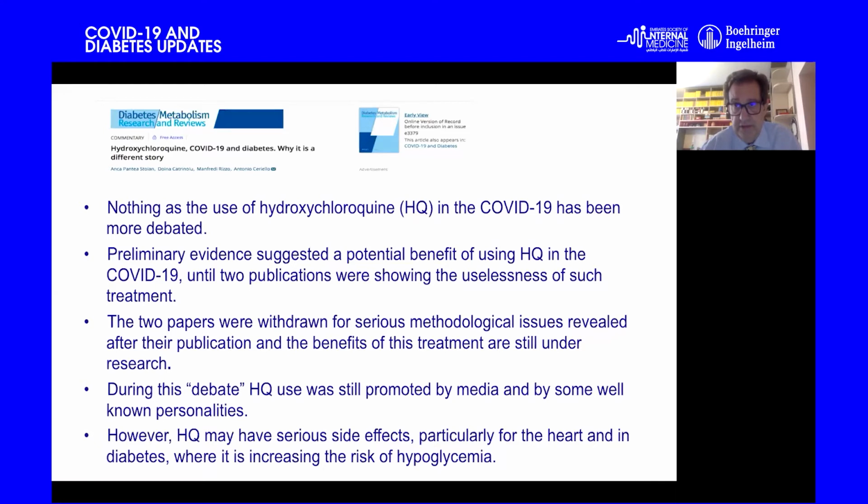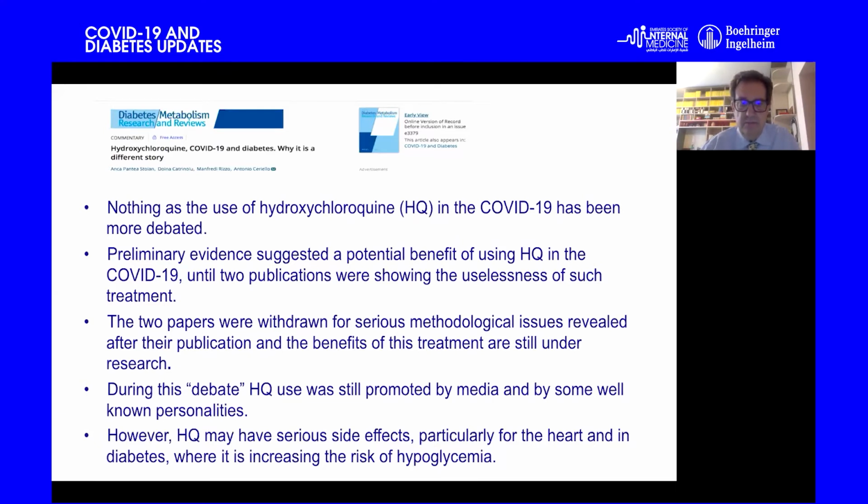So very top journals, until it was found out that the quality of the data was really questionable, and both of the papers were withdrawn. And the story was open for a long time, and there was just a debate. And you know that some very well-known personalities were supporting, without any evidence, that hydroxychloroquine should be used in COVID-19. Personalities like Donald Trump, the president of the United States. So somebody who should be recognized to be a serious person.